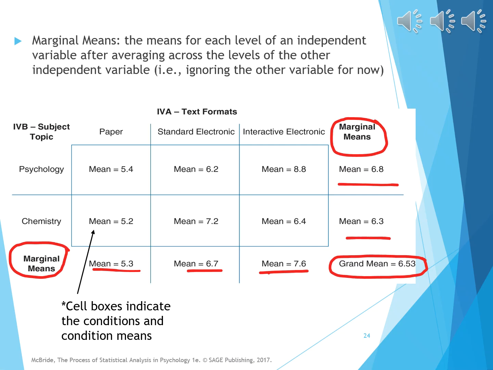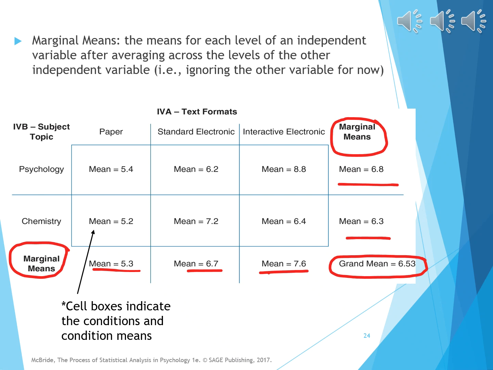Interactive electronic got the highest average satisfaction score. If you average 5.4, 6.2, and 8.8 across that psychology row, you get a marginal mean on the upper right of 6.8. That is the marginal mean for psychology as a subject topic. When you create these marginal means, you're basically averaging out one of the levels of the opposite independent variable.